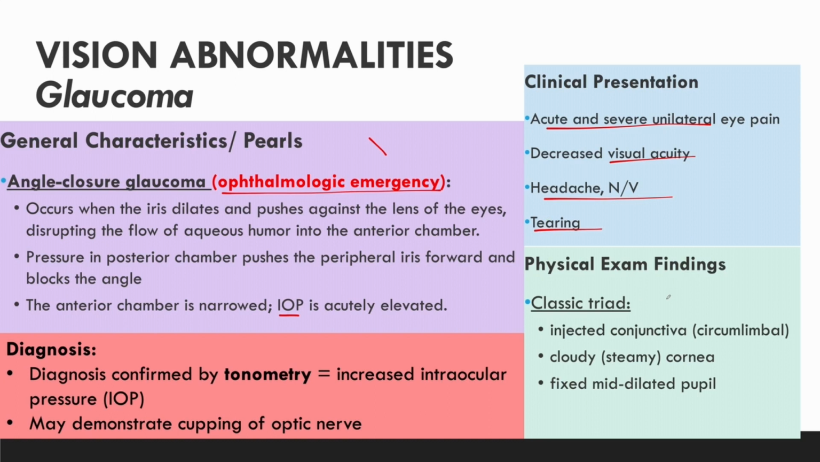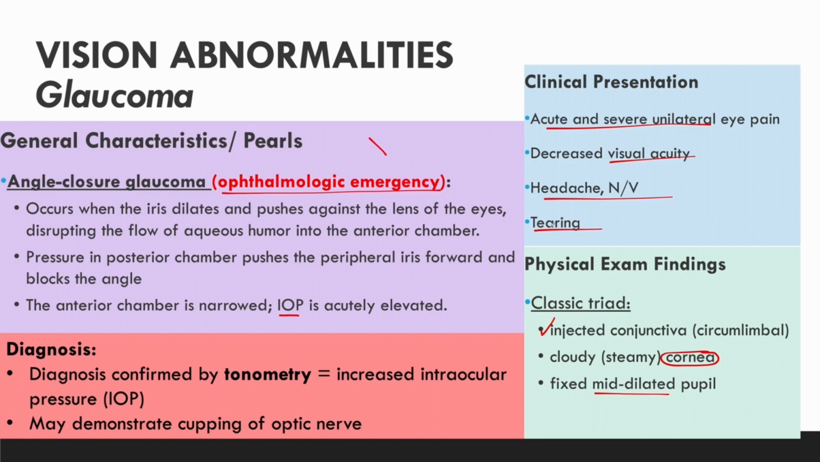On physical exam, there's a classic triad. We get injected conjunctiva, which is pretty nonspecific. We get a cloudy or steamy cornea, not a lens like cataracts, but a cornea. We get a fixed mid-dilated pupil. Fixed meaning it doesn't react anymore. It stays there. Painful. Patients come in in horrible pain, sometimes with headache and nausea, and they're throwing up.